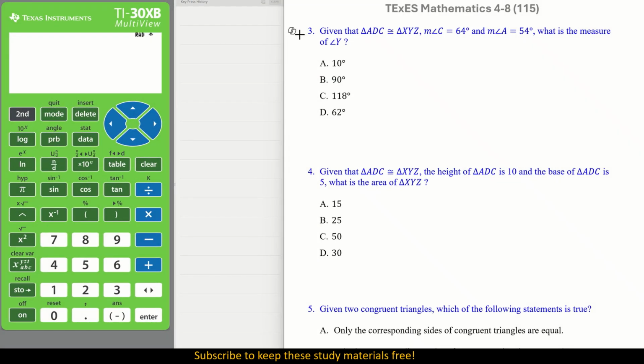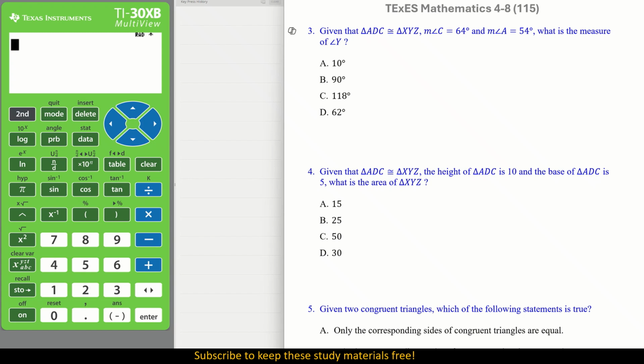Number 3, given that triangle ADC is congruent to triangle XYZ, and the measure of angle C is equal to 64 degrees, and the measure of angle A equals 54 degrees, what is the measure of angle Y? Okay, so this is just simply knowing how the notation works with the properties, okay?